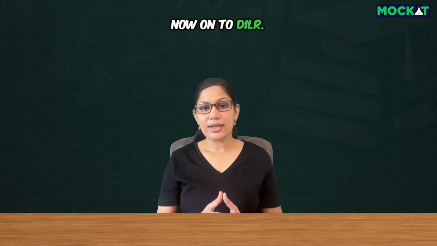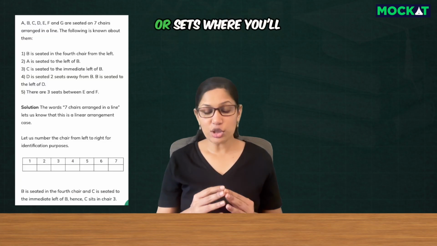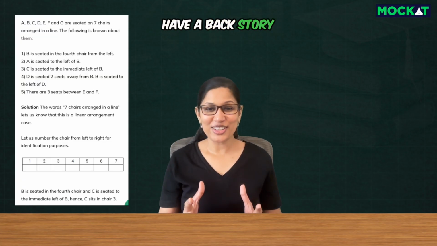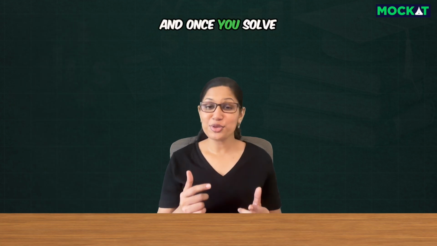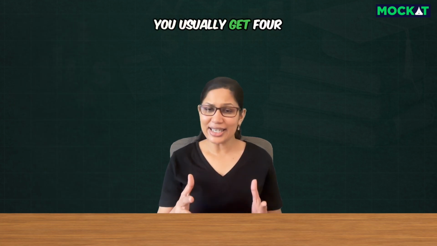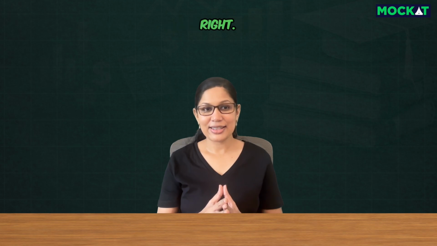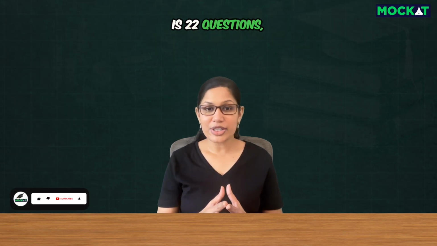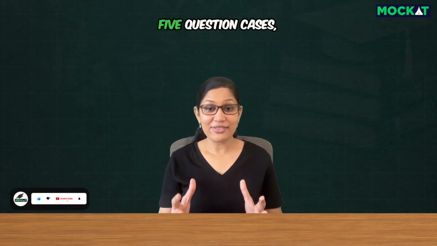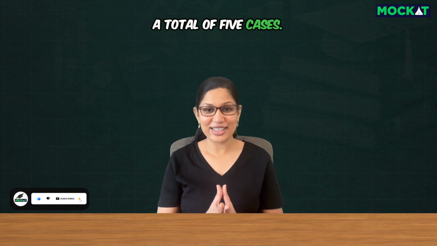Now on to DILR. DILR is basically cases or sets where you'll have a backstory and certain clues, and once you solve that entire case, you usually get 4 to 5 questions right. So the current format is 22 questions, which is 4 or 5 question cases, a total of 5 cases.